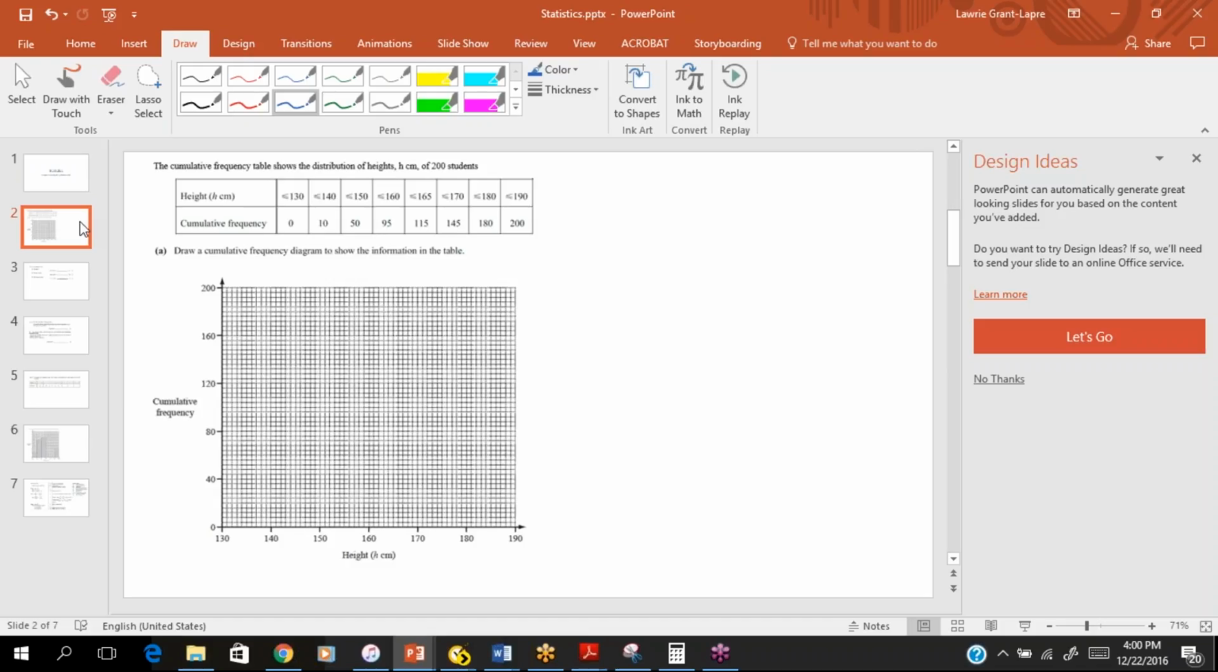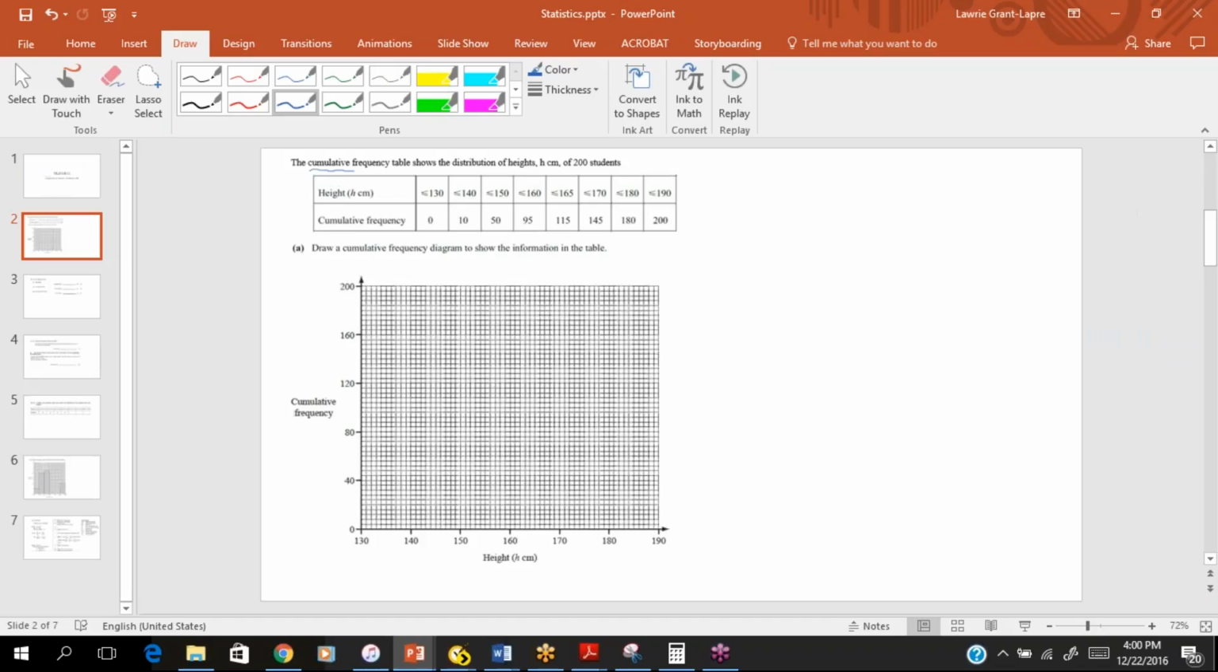We're confronted with a cumulative frequency table. So sometimes we can have a frequency table, but this one is a cumulative frequency. So it adds up as it goes. It accumulates. And so the first group we've got is anything less than 130. The second group is anything less than 140. This includes all the numbers after 130 and before 140.